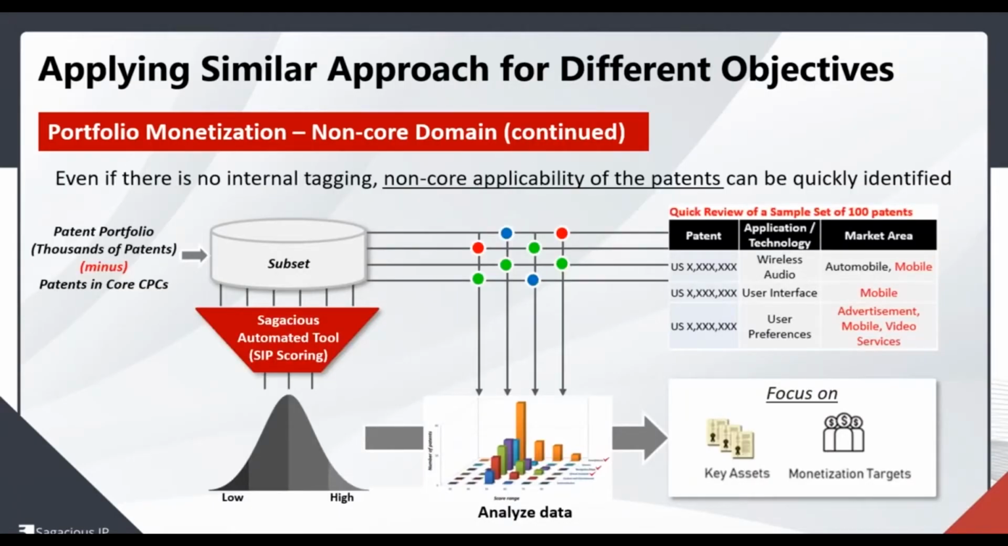So, before getting into the methodology, I discussed that we can also identify some of the patents in our portfolio which are of no use to us at the moment. So, these are non-core patents or have non-core applicability.